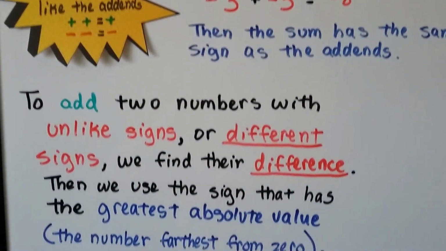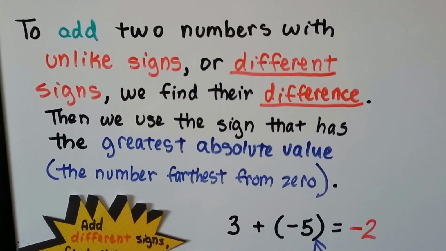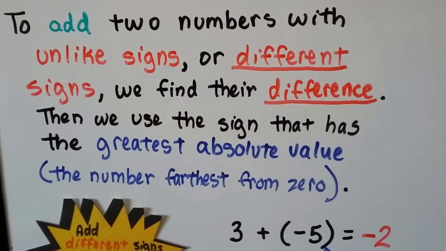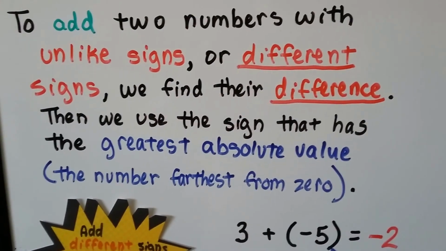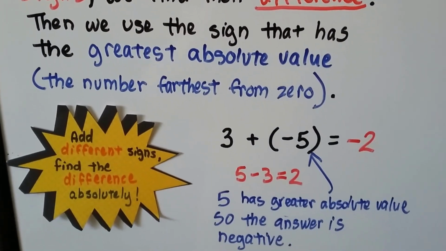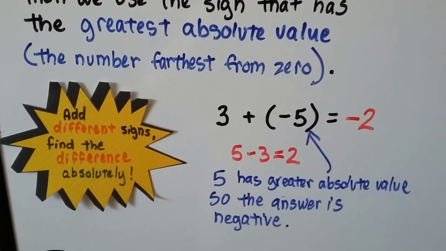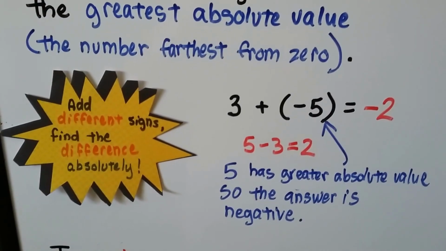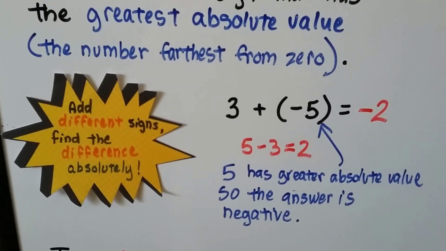Now to add two numbers with unlike signs, or different signs, we find their difference. We use the sign of the number that has the greatest absolute value, the number farthest from 0 on a number line. So when we add different signs, we find the difference.